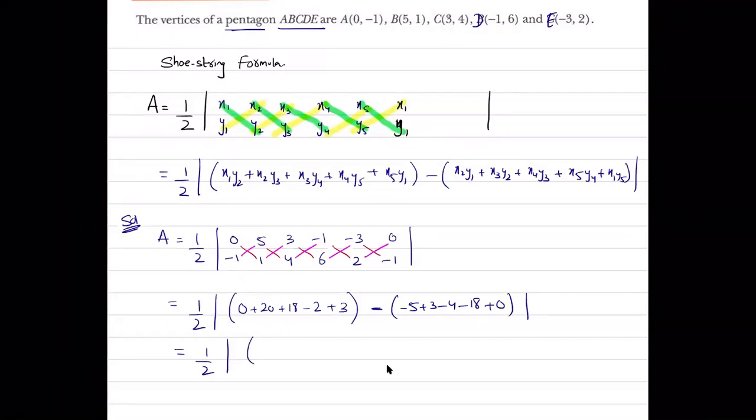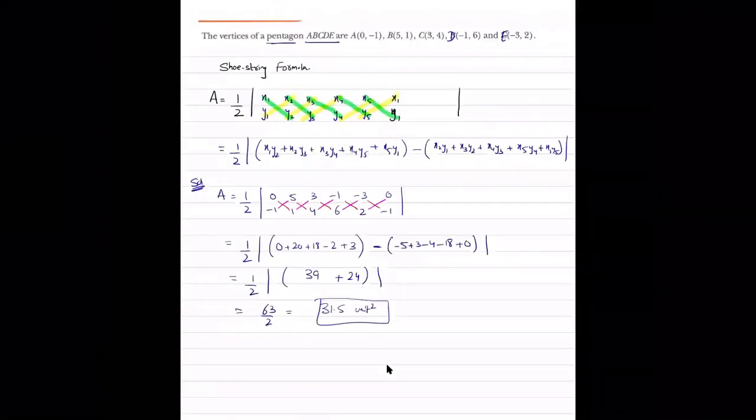So 20 plus 18 minus 2 plus 3 is going to be 39. Minus 5 plus 3 minus 4 minus 18 is going to be negative 24. So this will become plus 24. So 39 plus 24 is 63 over 2, which is going to be 31.5 unit square. That's how you're able to find the area of the pentagon. Okay. Make sense? Yeah. Okay.